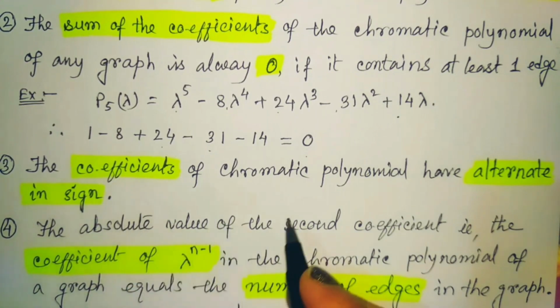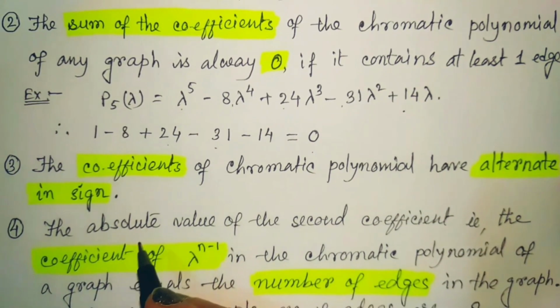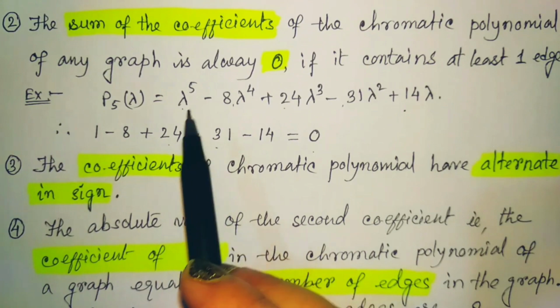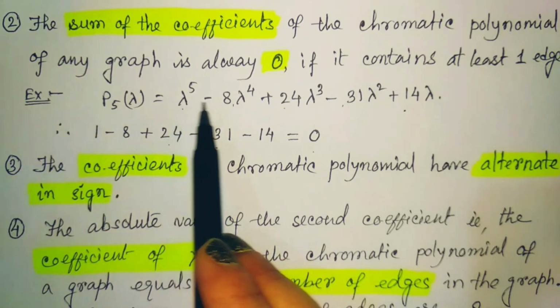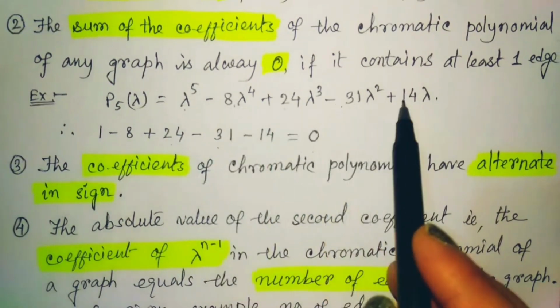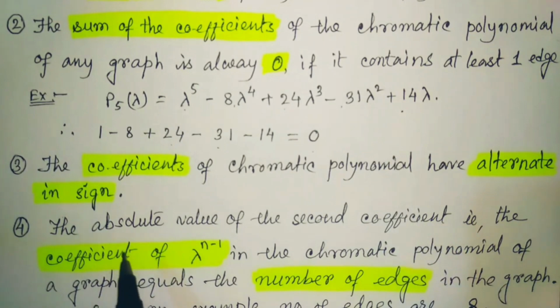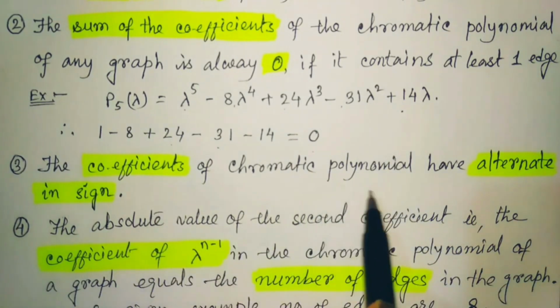The coefficients of the chromatic polynomial alternate in sign. Just observe here, the first one is positive, then negative, positive, negative, positive. So it always happens that the coefficients of a chromatic polynomial alternate in sign.